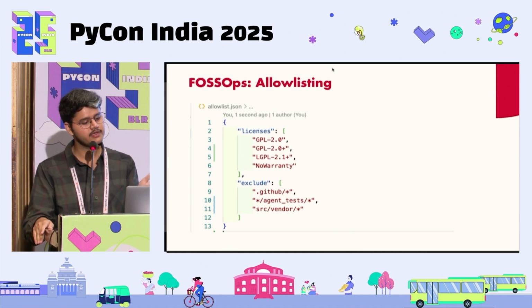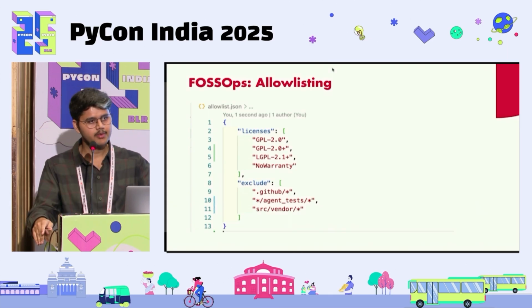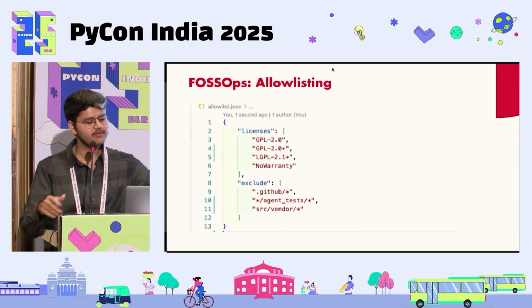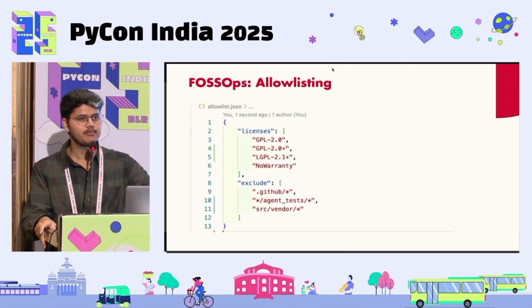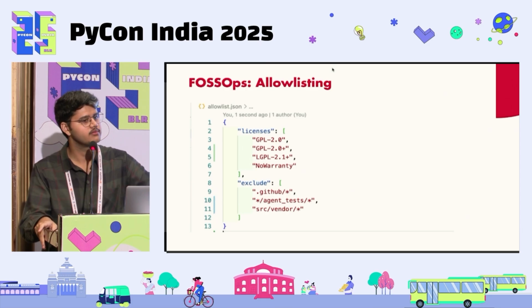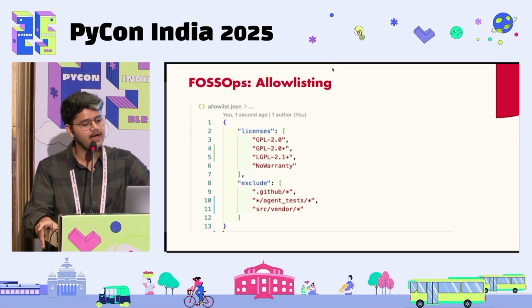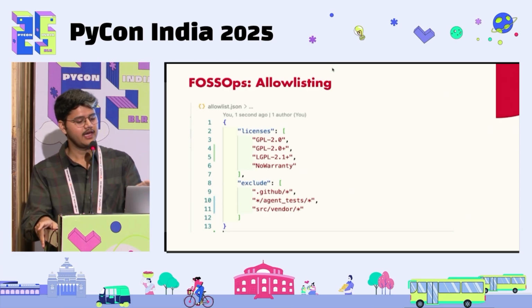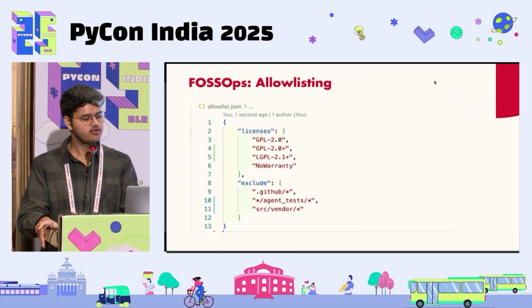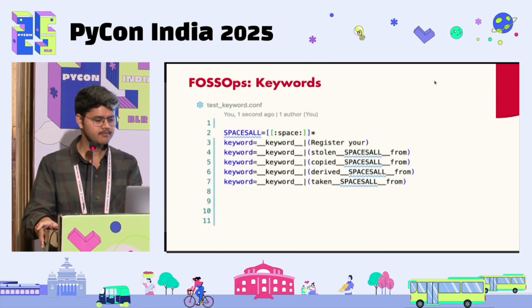And you can even exclude particular directories or particular files from being scanned by giving the glob format for them. For example, in this case, the whole of the .github folder would be excluded from being scanned by Fossology. And anything which has agent tests in its path would also be removed from scanning by Fossology.